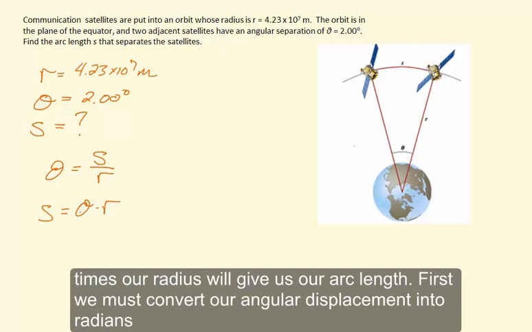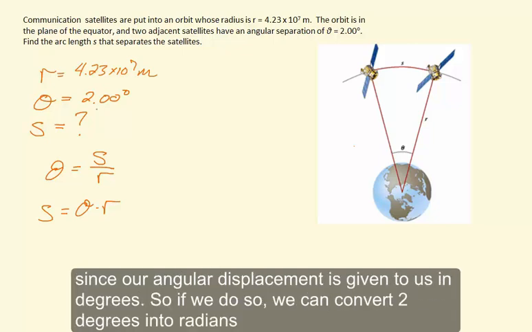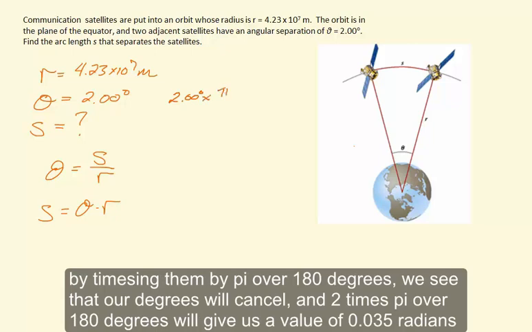First, we must convert our angular displacement into radians, since it is given to us in degrees. So we can convert 2 degrees into radians by multiplying it by pi over 180 degrees. We see that our degrees will cancel, and 2 times pi over 180 degrees will give us a value of 0.035 radians.